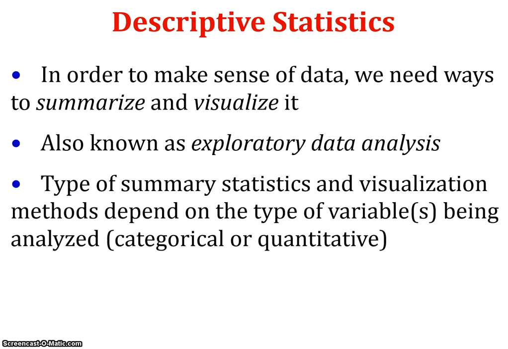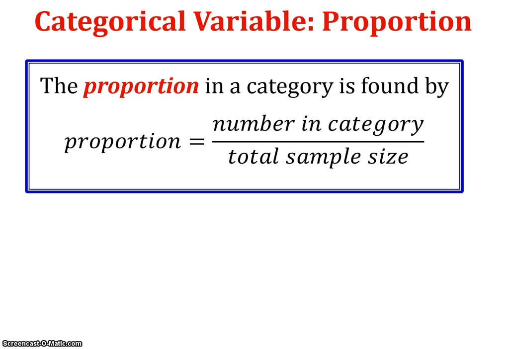It's important to remember that the type of summary statistics and visualization methods like graphs and tables that are appropriate are going to depend on the type of variable or variables that are being analyzed. That is, whether they're categorical or quantitative variables. When we're working with just one categorical variable, we tend to focus our summary statistics on proportions. The proportion in a category is just found by taking the number of cases that fall into that category and dividing by the total sample size.